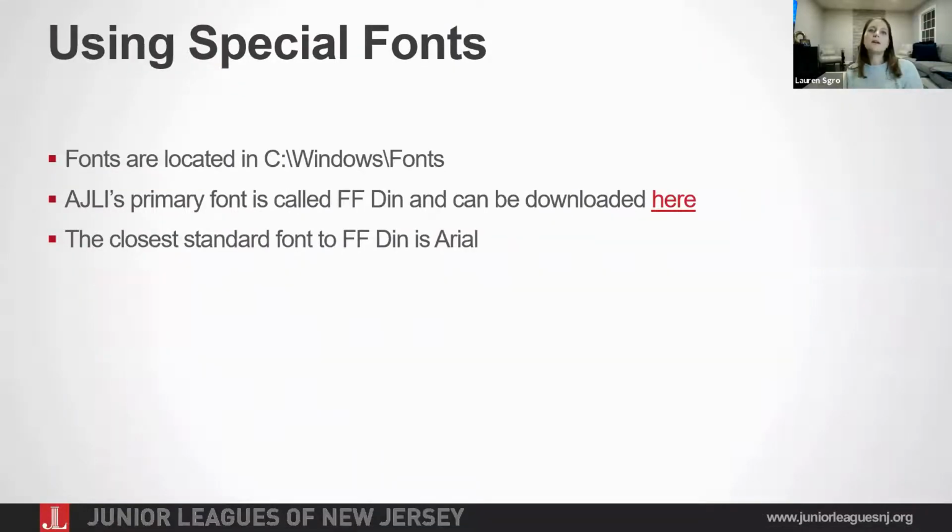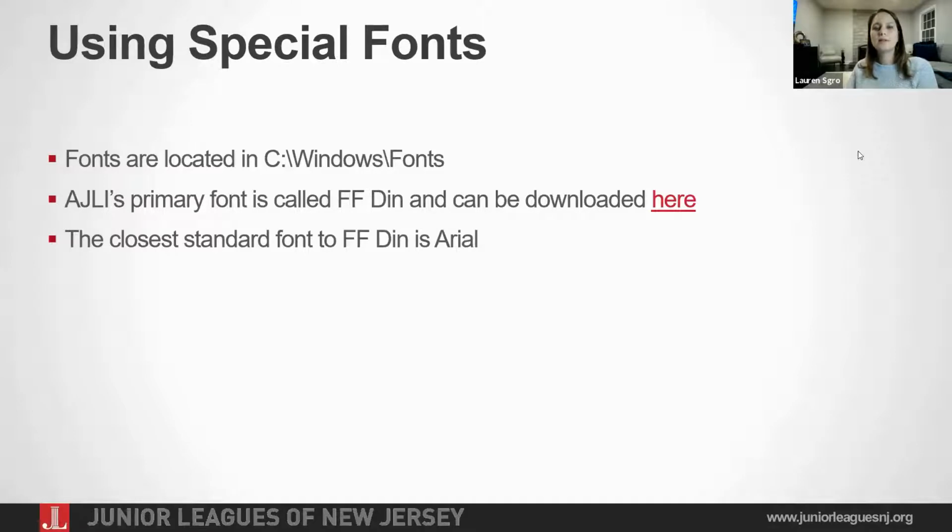So the next section is actually about using special fonts. I'm not sure if you know, but AJLI actually has its own font, and it's called FFDIN. Well, that's the short name for it. Fonts are located in Windows Fonts. You can actually go online, download the AJLI's fonts, and put them in the Windows Fonts folder, and then you can use it in your PowerPoint presentations, Word documents, anywhere where you have fonts in Windows products.